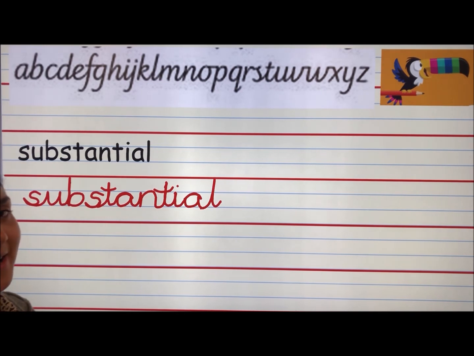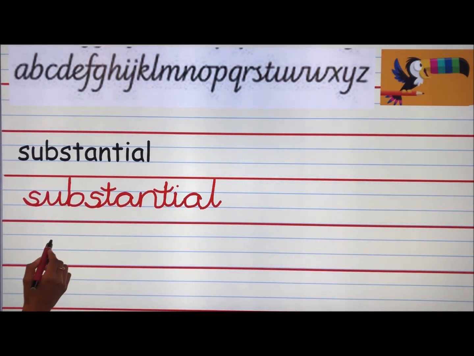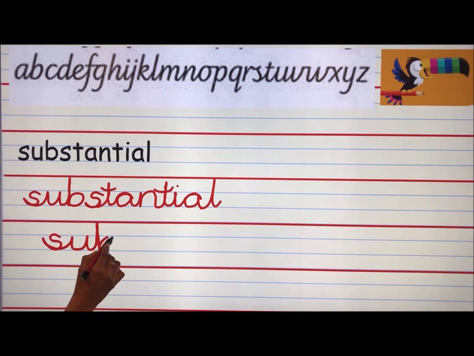Okay, let's practice our handwriting today. I'm going to be modelling our handwriting using the word substantial. Okay, so starting with our S, which goes between the lines, into my U, my B, which is an ascender, so it goes right up to the red line and round.